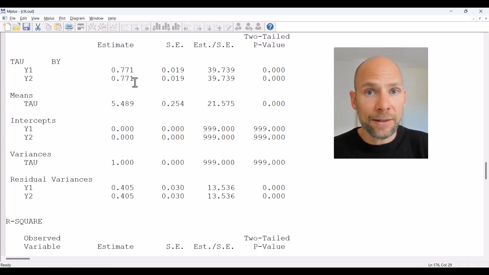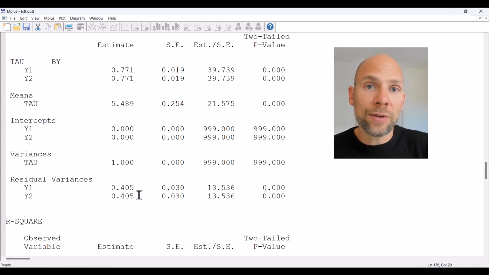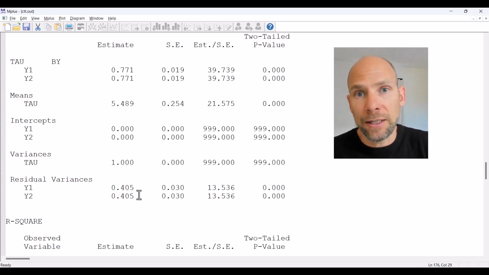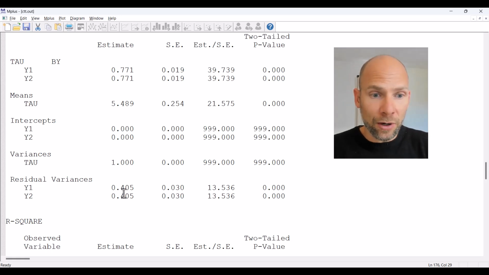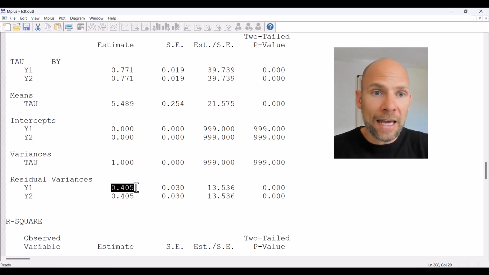We will see later that the squared standardized factor loadings equal reliability in this model, or R squared. Also, you can see that the standardized residual variances are 0.405 each, and so that's the amount of unreliability. So that is 1 minus reliability, or 1 minus R squared in Mplus. So 40.5% of the variance in the observed test score variables are due to error variance, so measurement error. So that's a relatively high amount of measurement error in these test score variables.